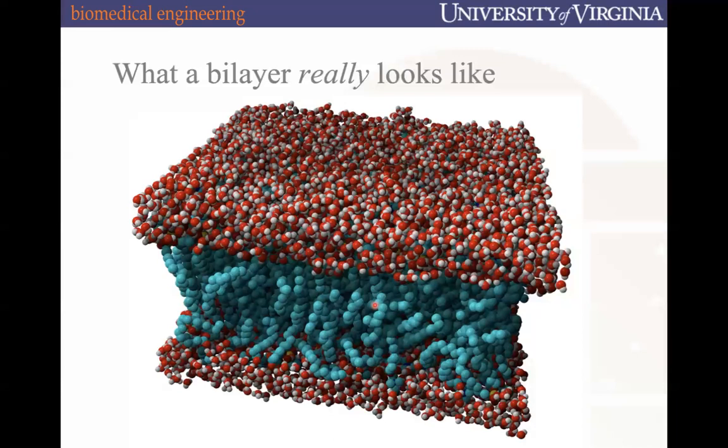So in terms of what this bilayer really looks like, in red here are the hydrophilic head groups, and in blue are the hydrophobic tails. And so these are all kind of interspersed. They're moving around, they're kind of woven around, and it's a fairly disordered structure. There's a lot of different components that go into that, and we'll discuss that in more detail in the following slides.